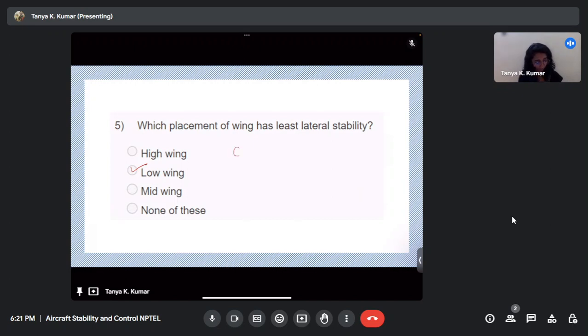So if it's a high wing configuration, we have seen this multiple times, and then when it rolls, the oncoming velocity will impinge on the wing in such a fashion that it produces a restoring moment. Now if it's a low wing and it rolls in the same direction, the oncoming velocity impinges on the wing in the reverse fashion, and it produces a further destabilizing moment. It goes further in the direction of the roll, so there is no restoring moment, right? So low wing does not produce any lateral stability. All right, so right answer is low wing. It has the least lateral stability.